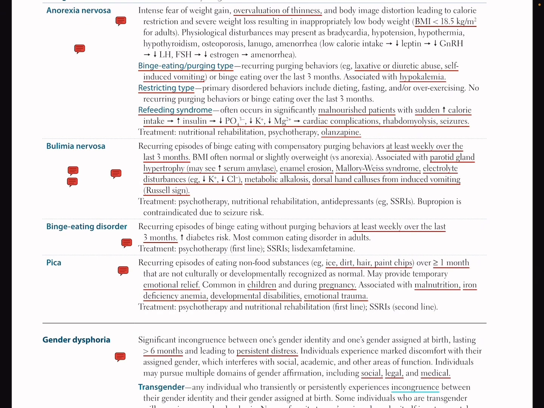Treatment: psychotherapy, nutrition rehabilitation, antidepressant, SSRI. Bupropion is contraindicated due to seizure risk. Okay. Binge eating disorder: recurring episodes of binge eating without purging behaviors at least weekly over the last 3 months. Increased diabetes risk, most common eating disorder in adults. Psychotherapy first line, SSRI second line.